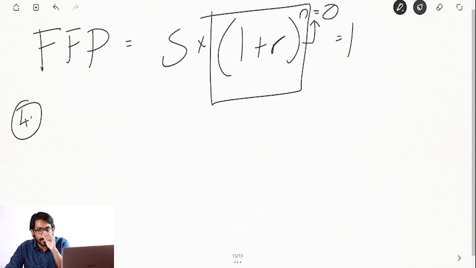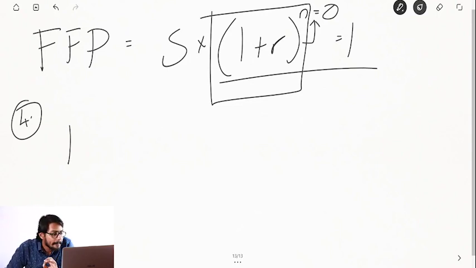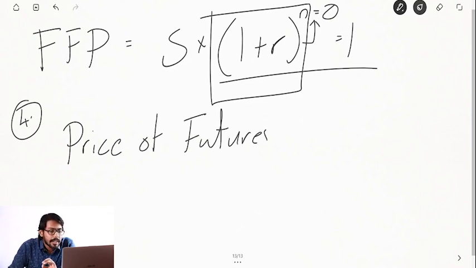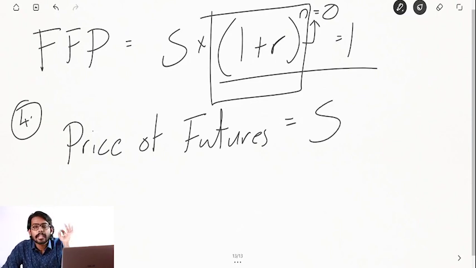Or, on the due date, if you did not understand this mathematics, please understand this much. On the due date, price of futures equals price of asset. Understood? So, first, revise the entire concept.